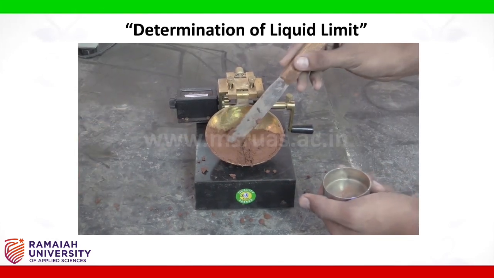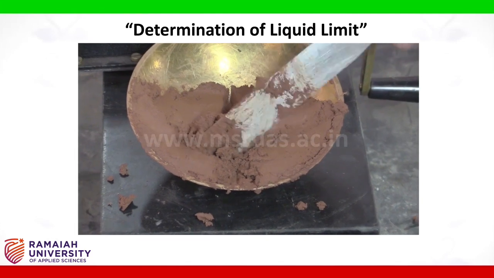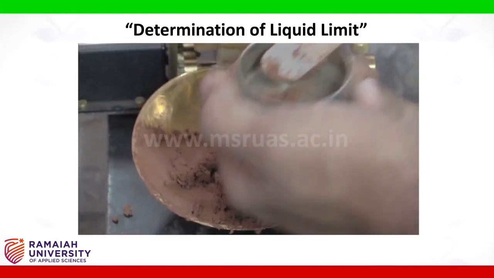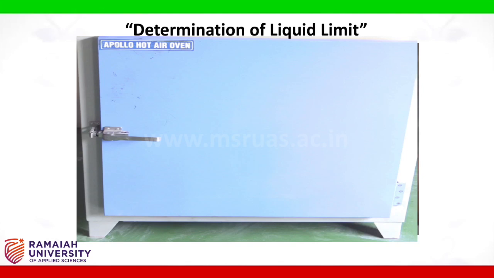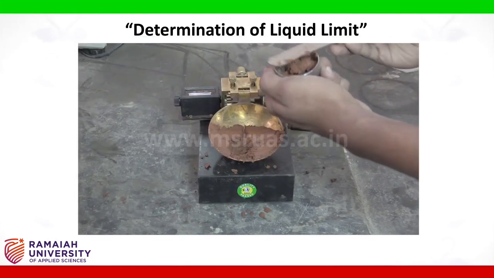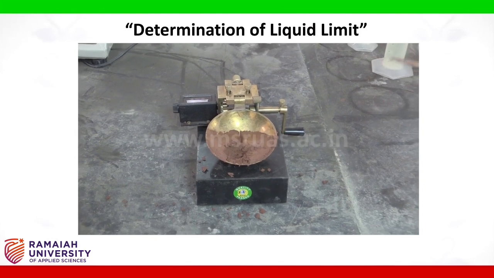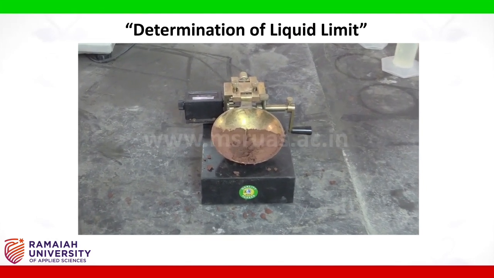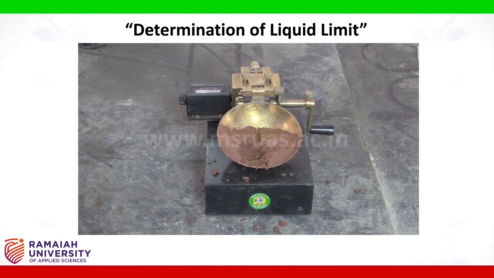Now take the soil sample from any part of the soil sample and put it in the moisture can. This sample should be kept in the oven for 24 hours for completely drying it, and later the weight should be taken. The weight should also be noted, as well as after 24 hours the dry weight should also be noted. That gives the moisture content for this particular number of blows. Repeat this for different amounts of water contents until you get the number of blows around 15. Each time you measure the water content and note the number of blows and plot it. That finishes the liquid limit experiment.